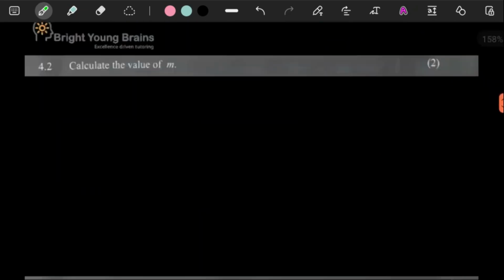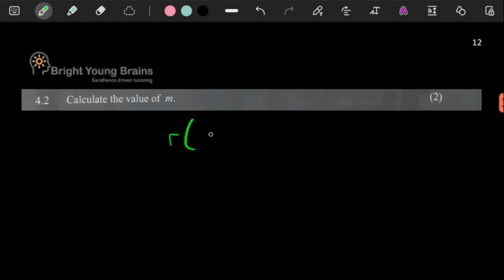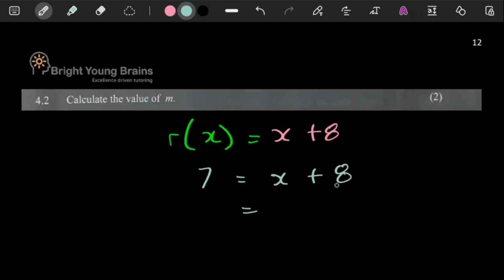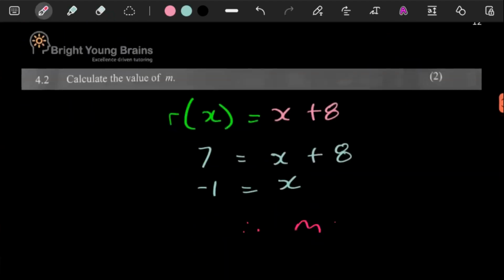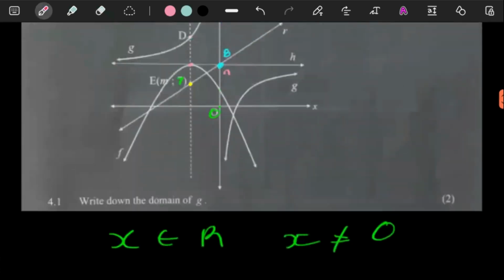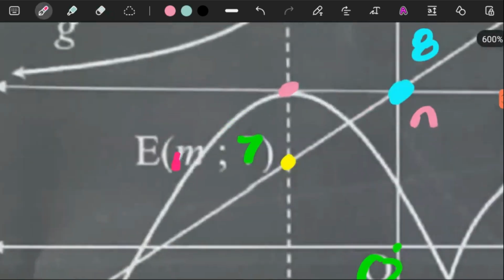So in the equation of the straight line, we're going to put y as 7. So this is going to be x plus 8, with the y value we're putting as 7. The 8 is going to go over, 7 minus 8 gives you a minus 1. So the x value is a minus 1. If the x value is a minus 1, it means m is equal to minus 1. The m value here is the one that's equal to minus 1.